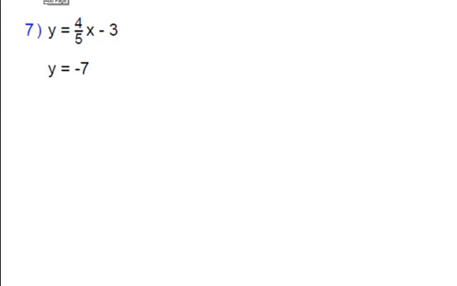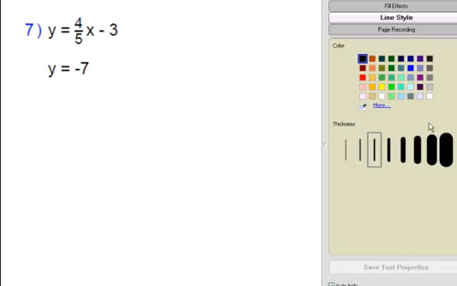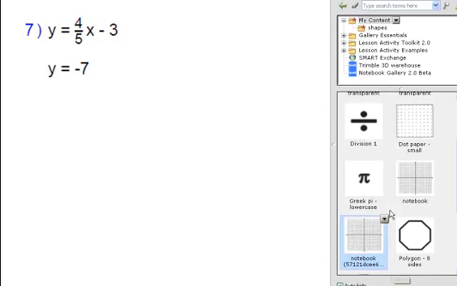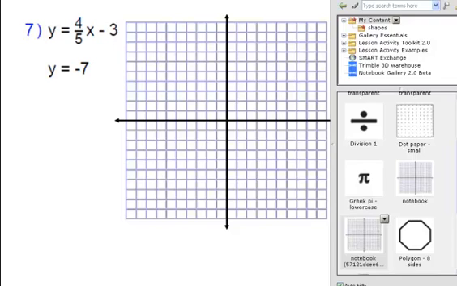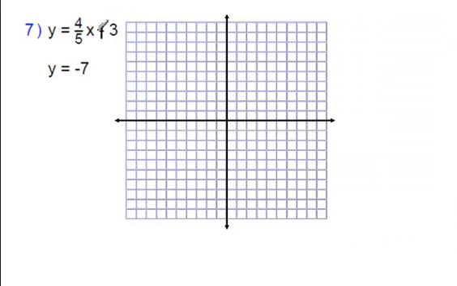Okay, number 7. All right, again we have equations with y by themselves, so we can graph. I like these. Okay, let's do our same change opposites here. So we know our y-intercept is negative 3. We know our slope is 4/5, so up 4 over 5, up 4 over 5. We graph it.